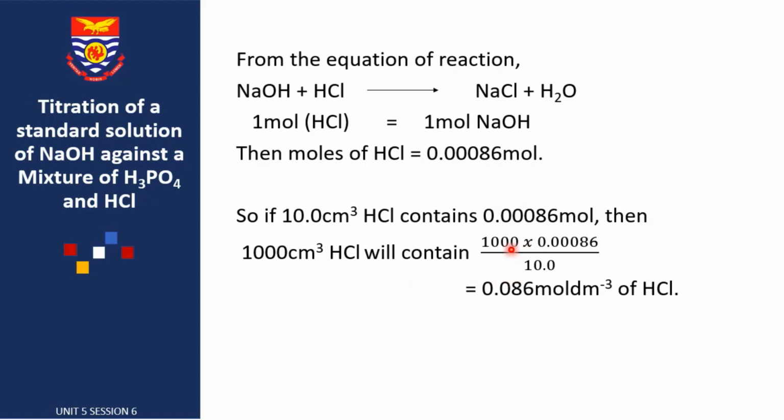It will contain 1000 times 0.00086 moles divided by 10, and that gives us 0.086 moles per cubic decimeter of the acid. So the amount concentration of the hydrochloric acid is 0.086 moles per cubic decimeter.